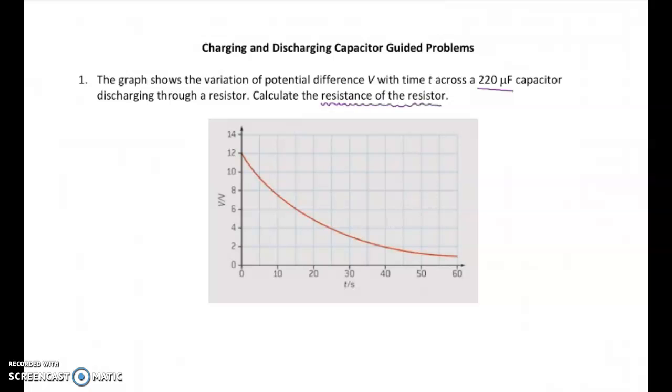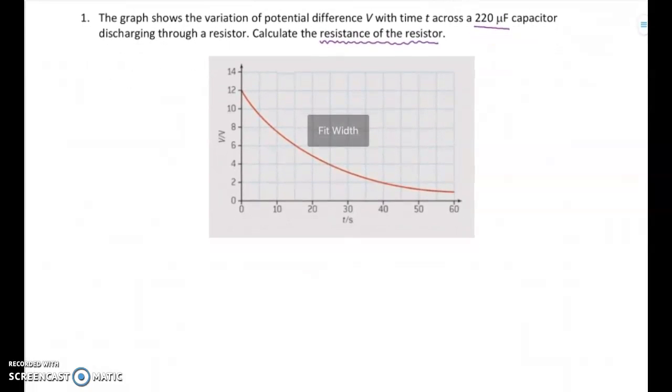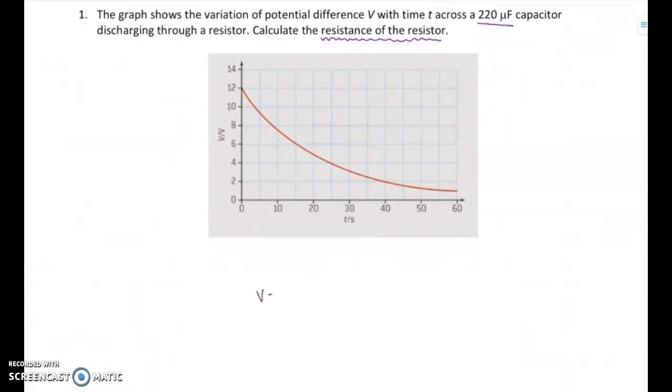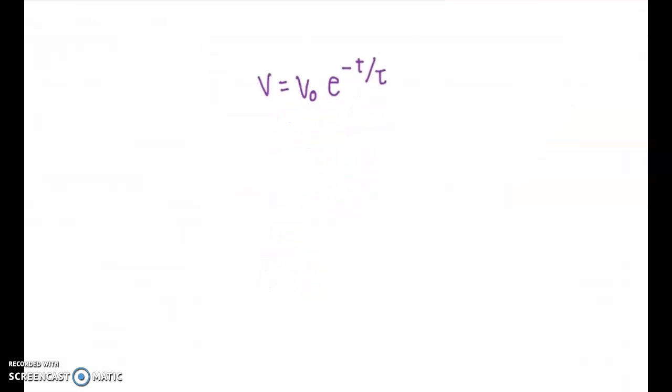So I'm starting to think to myself, well, how does resistance play into the discharging equations? And I'm remembering a data booklet equation, V equals V naught e to the negative t over tau. You might be thinking, Miss Miller, there is no R in that equation. Well, that R is hidden. That R is actually hidden in this tau, this time constant. Our tau stands for R times C. So I'm going to plug that in and see where that gets me.